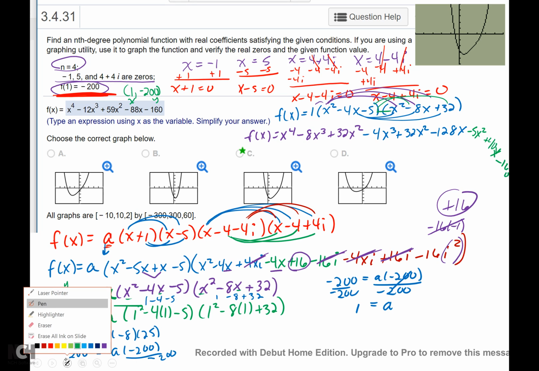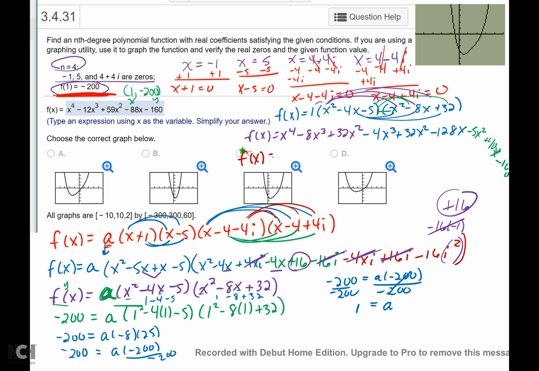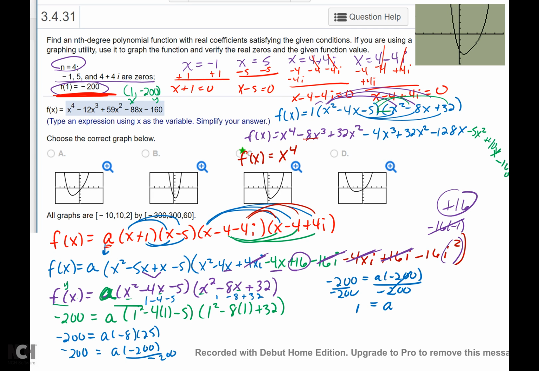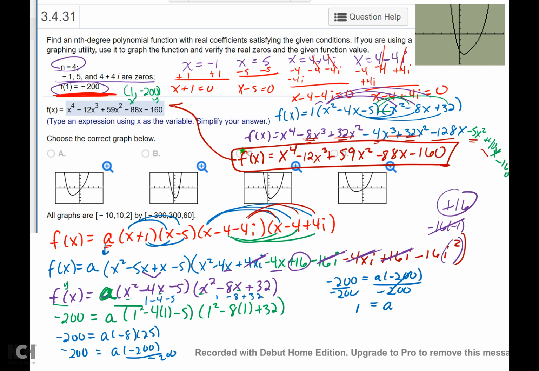So now if I combine like terms, my function is x to the 4th. My cubes, negative 8x cubed, negative 4x cubed is negative 12x cubed. My squares, positive 32x squared, positive 32x squared, negative 5x squared. So 32 plus 32 minus 5 is 59x squared. My linears, I got negative 128x and positive 40x, which is negative 88x. And then bring down my constant, negative 160. There's your function. And then if you type it in and use those windows, you get the graph that matches it. Okay?